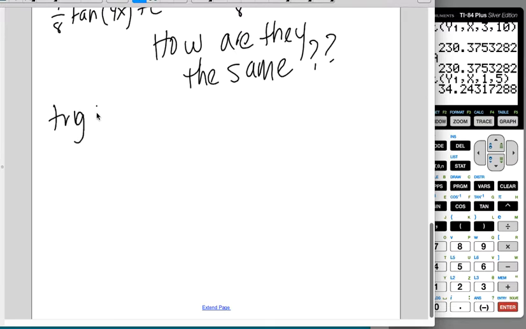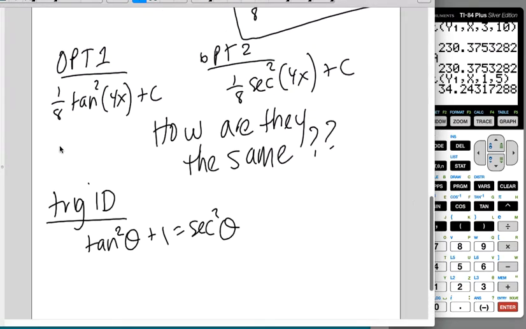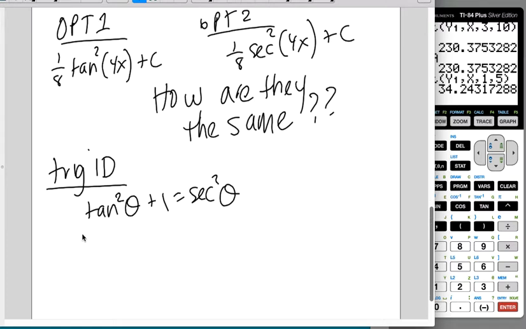Remember that there's a trig identity that tells you that tangent squared plus 1 equals secant squared, right? So let's say I just take my option 1 answer and replace my tangent squared 4x, right? Because that doesn't have to be theta, right? That could be 4x, right? So tangent squared of 4x plus 1 would be the same as secant squared of 4x, right? With me, hopefully, so far.